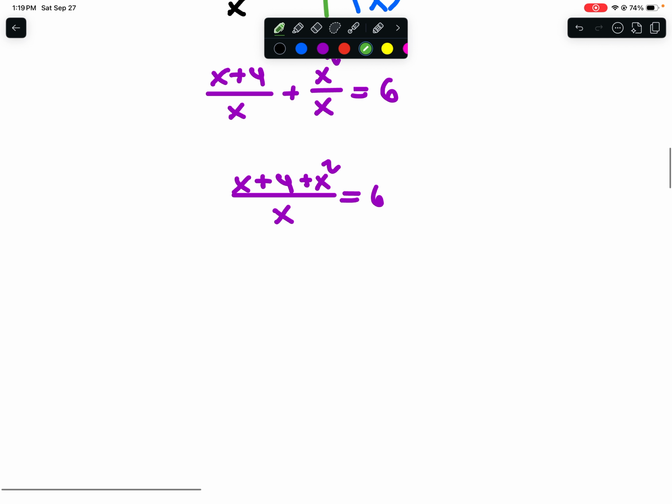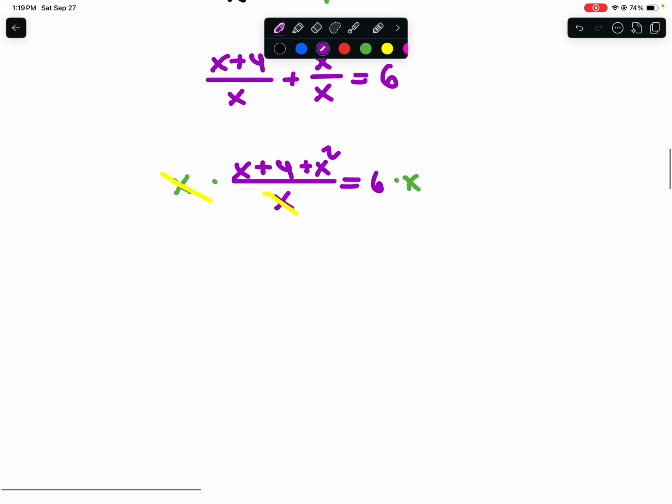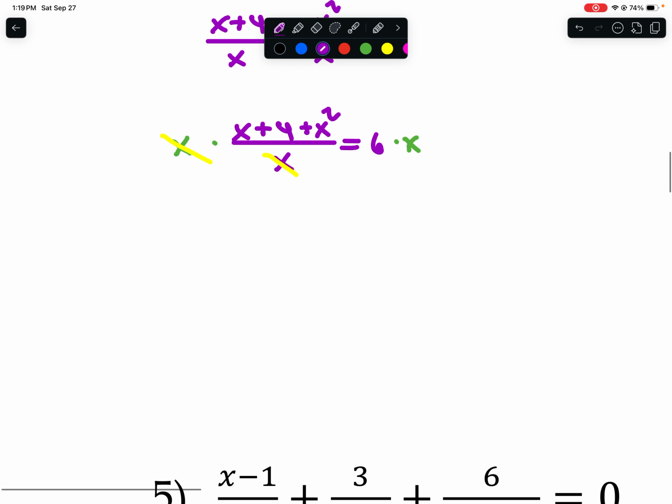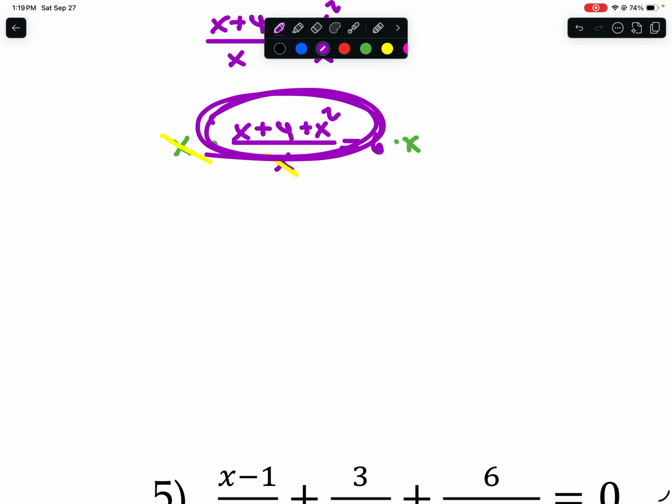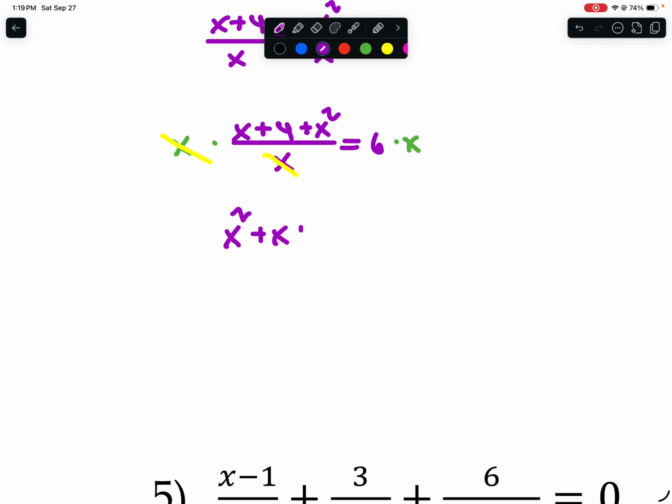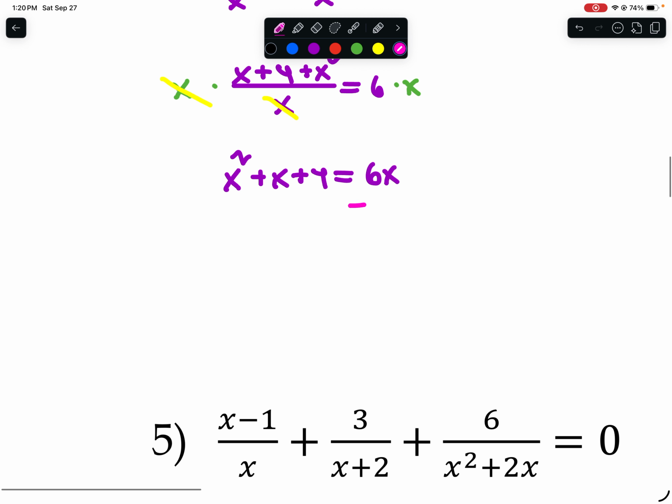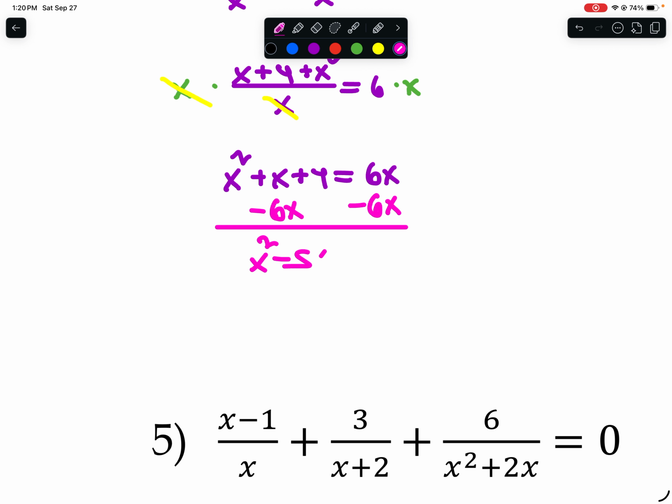In this case, I'm going to multiply both sides by x, so I can eliminate that denominator. Now it's going to eliminate only on the left side, but we're just going to move it to the right side. So I'm going to go ahead and rewrite my numerator here in descending order. So that's going to be x squared plus x plus 4, and that's going to equal 6x. Okay, and then I'm going to subtract it over. So that's going to leave me with x squared minus 5x plus 4, and that's going to equal 0.